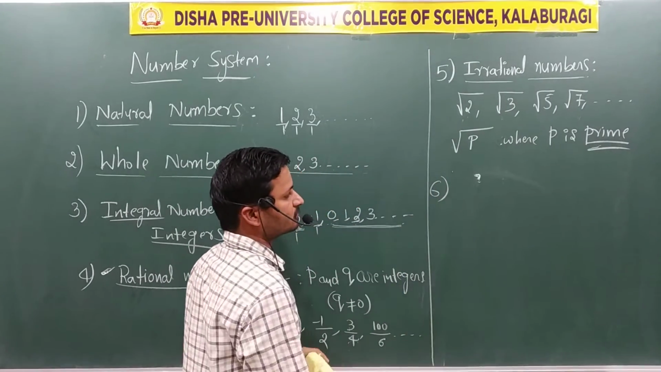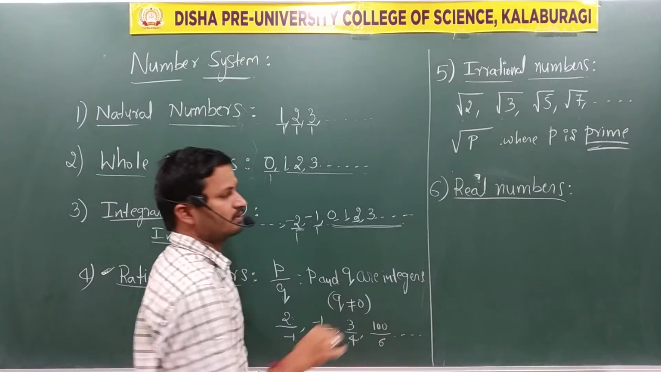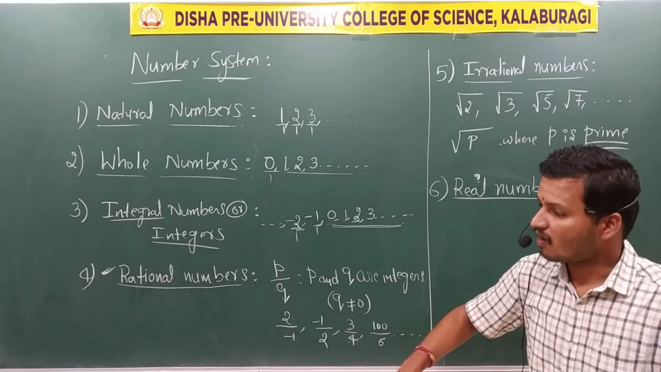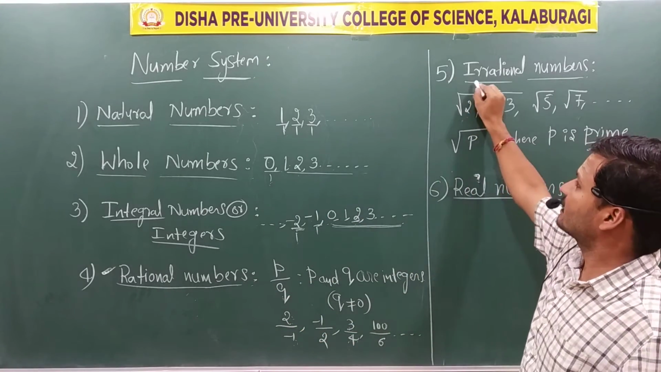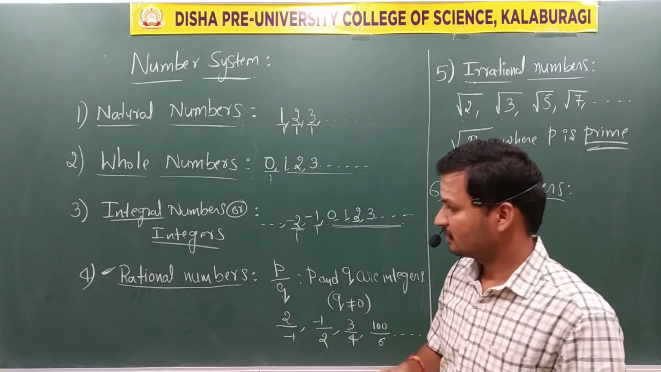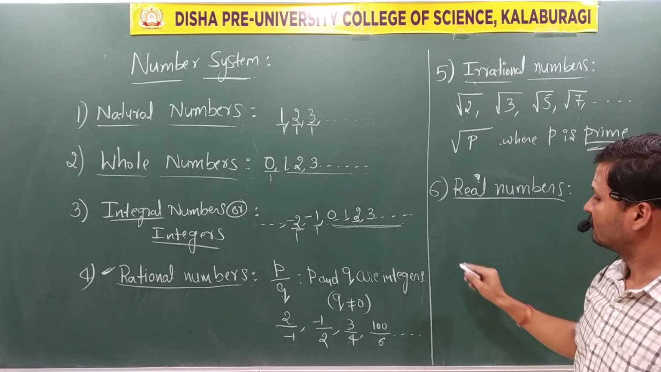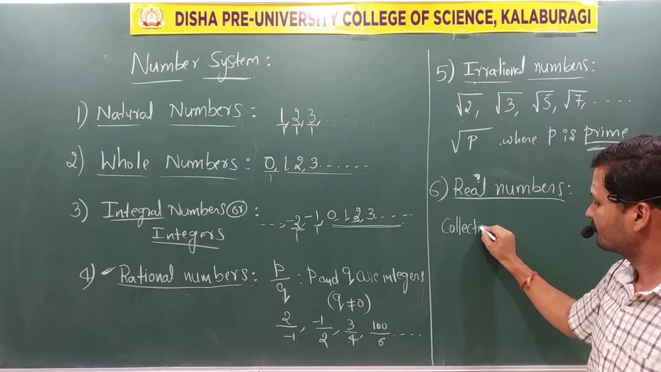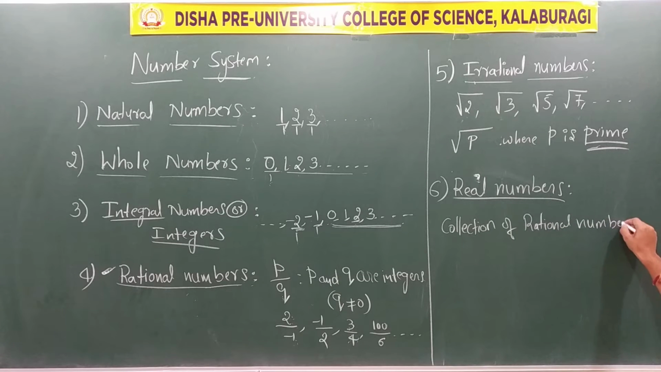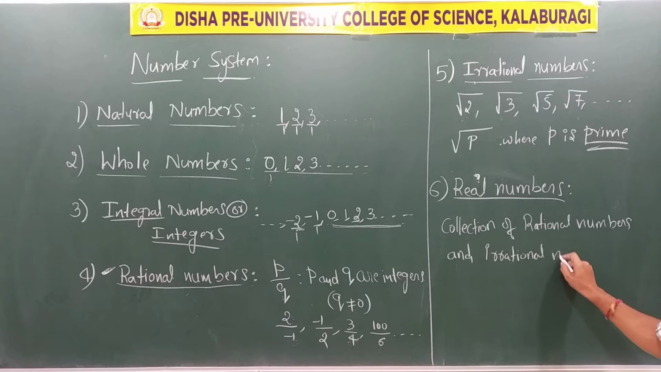Next, the sixth one is real numbers. Real numbers. Very important. Real numbers are the combination or collection of all rational numbers and irrational numbers. In the real number system, these rational values are also there, these irrational values are also there. So the real number system is nothing but the collection of rational numbers and irrational numbers.